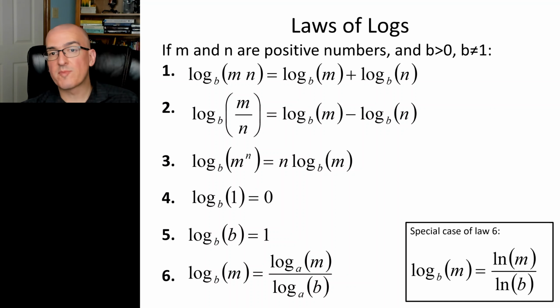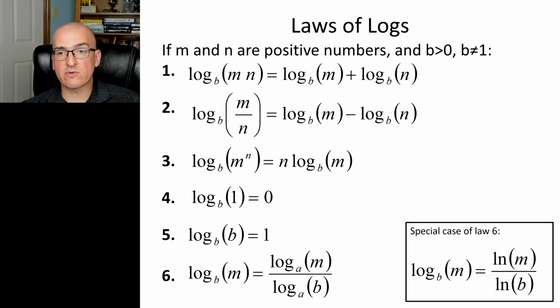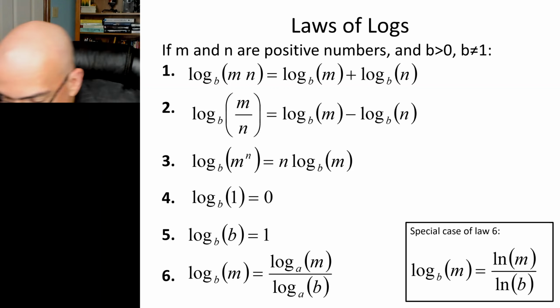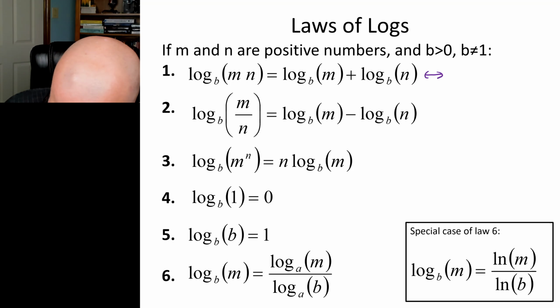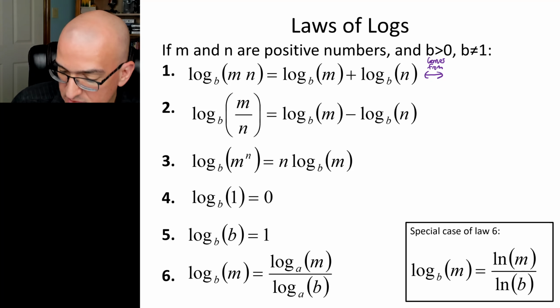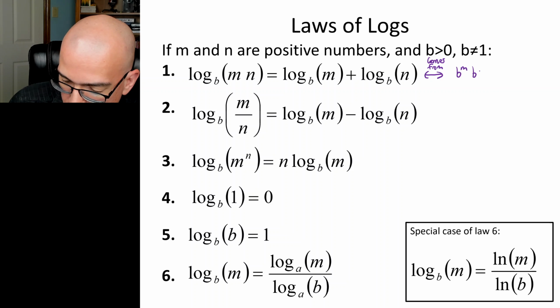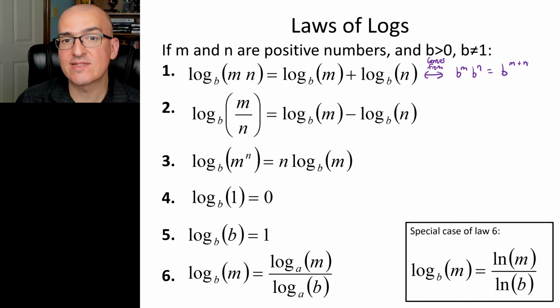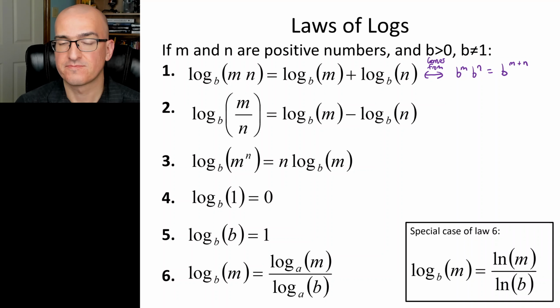Like the first rule, log base b of m times n being equal to log base b of m plus log base b of n, that looks completely arbitrary. And actually it's not. I'll tell you where it comes from. It comes from one of the exponent laws. It comes from b to the m times b to the n is equal to b to the m plus n. It's actually the translation of that law into the language of log functions.